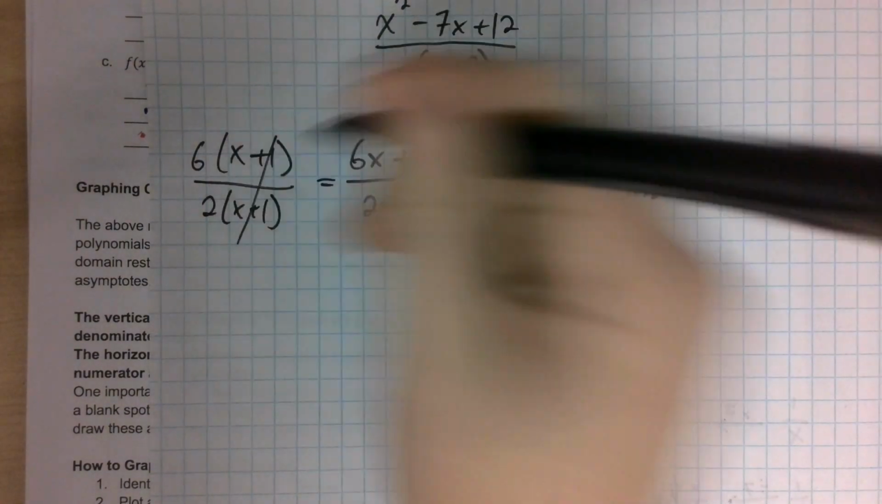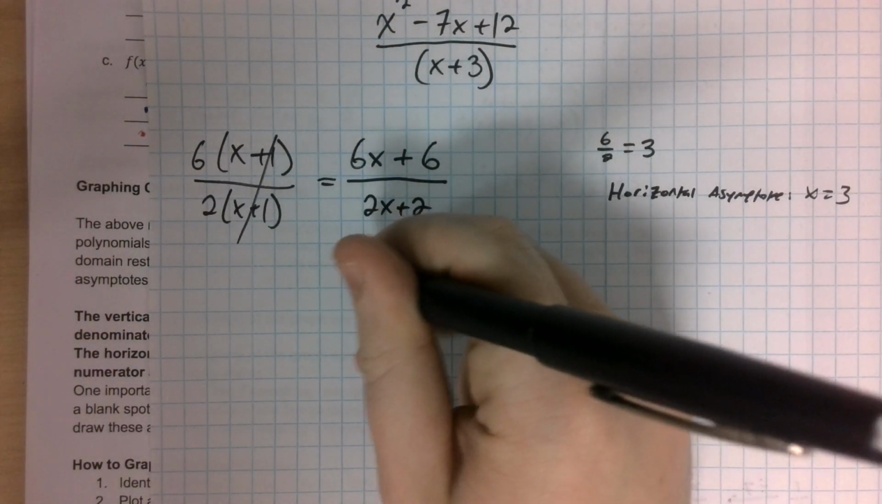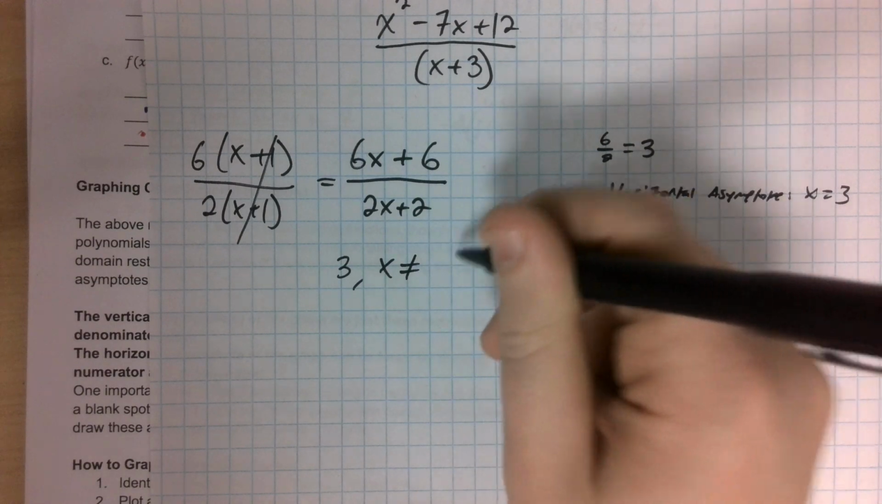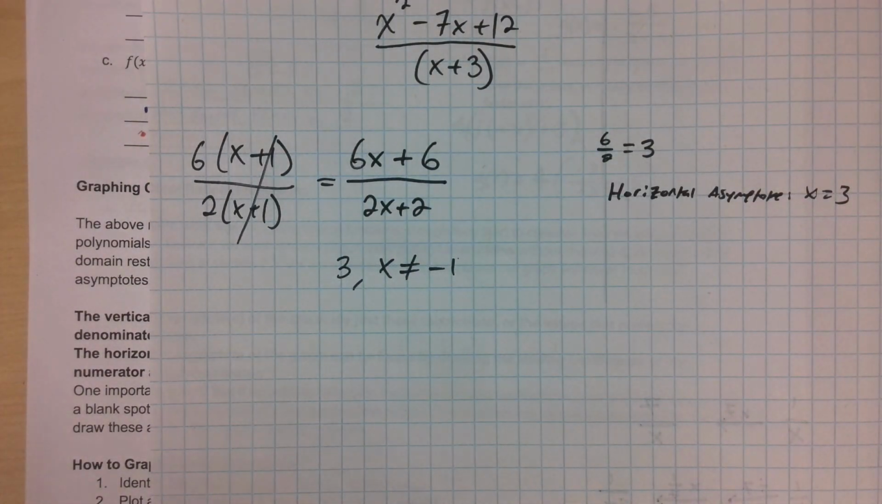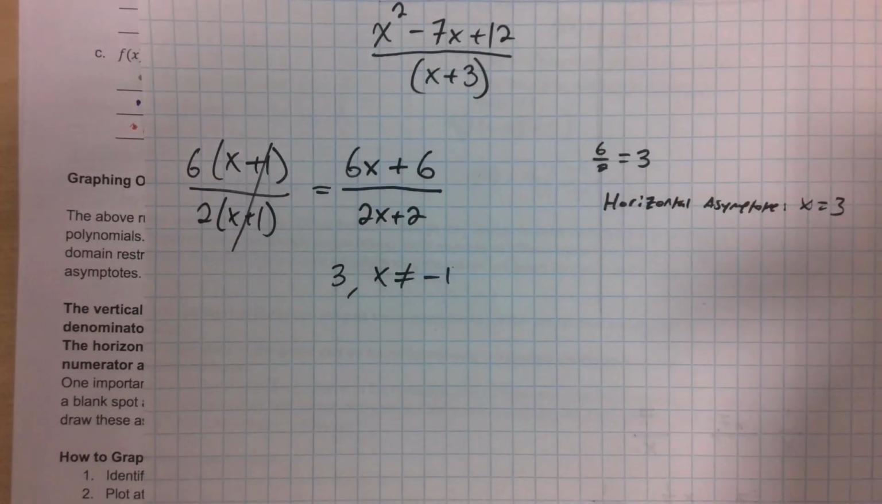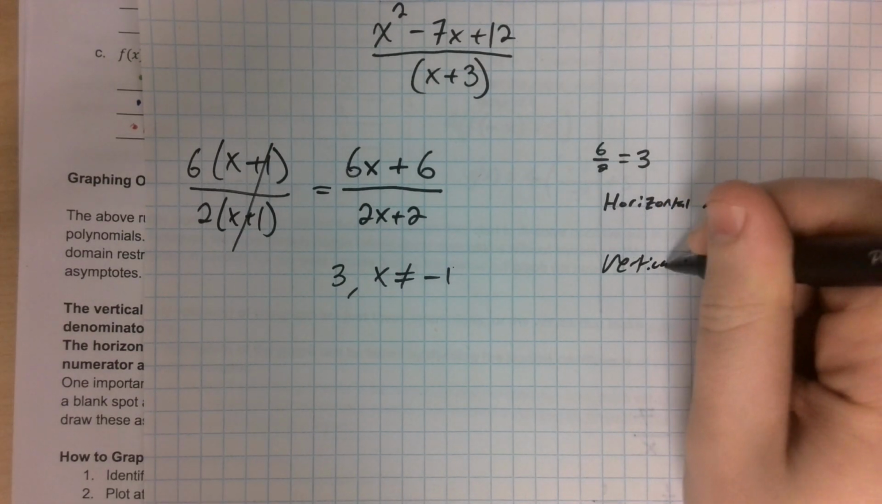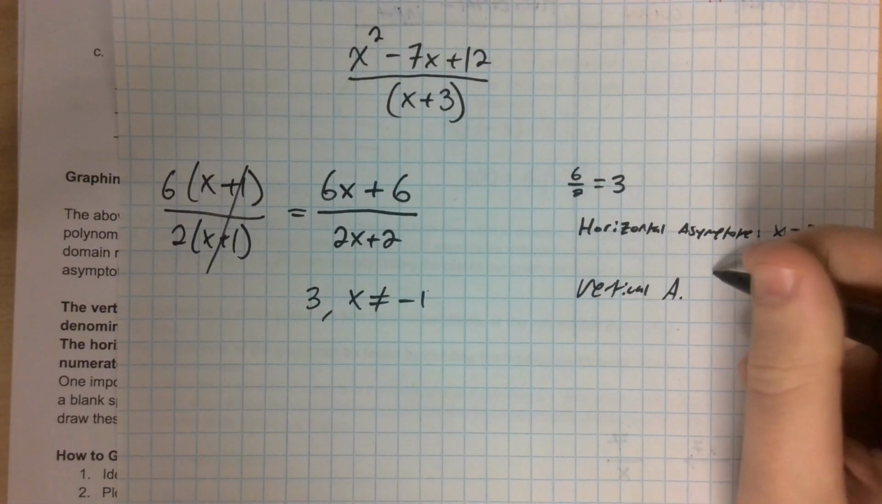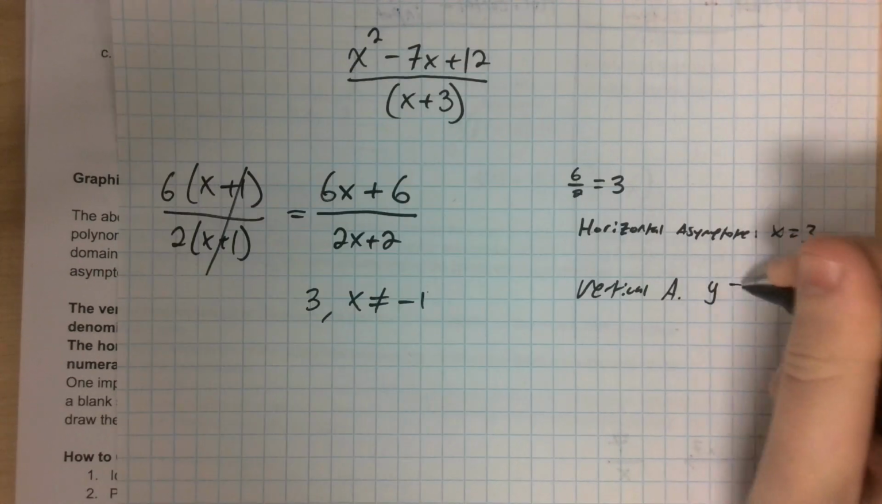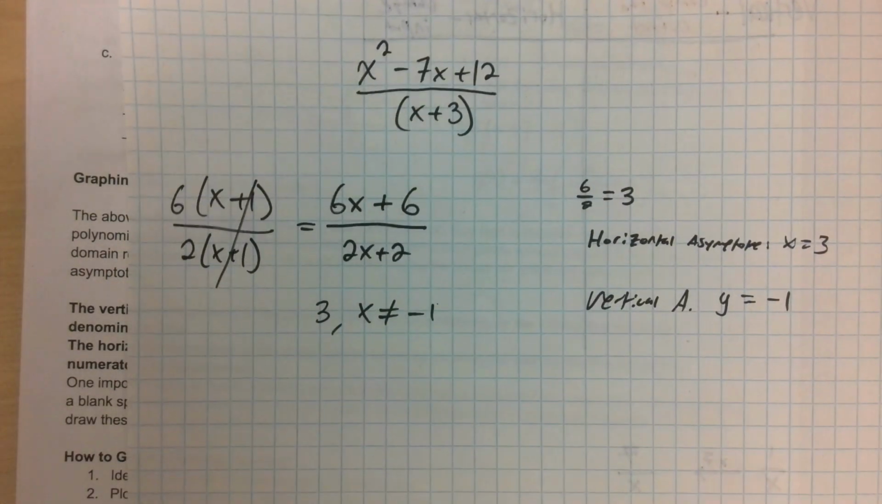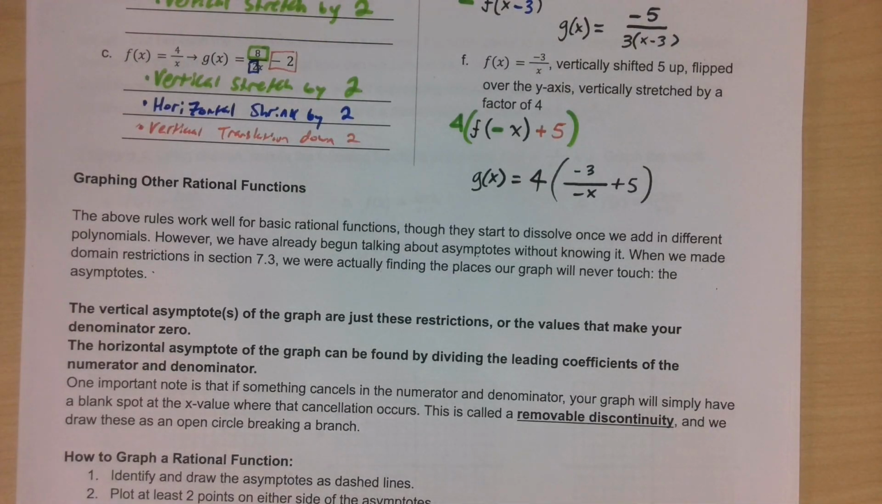Make any cancellations you need. 6 over 2 is just 3, but our restriction is that x is not allowed to be negative 1, right? That's your vertical asymptote. Your vertical asymptote, I'll call it the vertical A, is going to be y equals negative 1. So this is what we can do to transform what we already know into graphing.